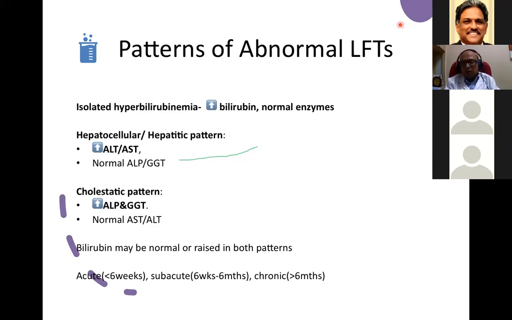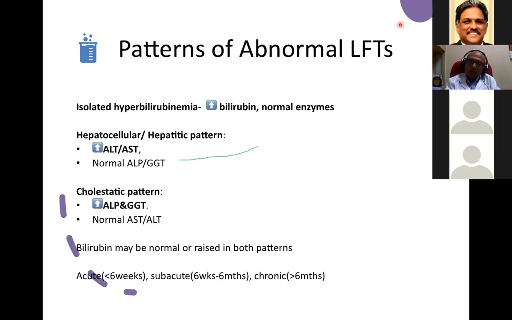Other comorbidities which may be responsible for hyperbilirubinemia. So, isolated hyperbilirubinemia: initially we focus on disorders of bilirubin and then a few conditions where it's secondarily raised. Then there is the hepatocellular, hepatic pattern. This is a pattern which we see in patients who have an acute liver injury or a chronic liver injury.